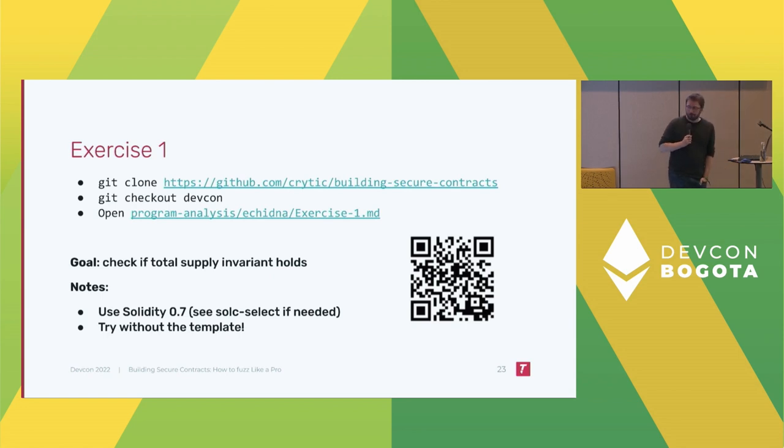Okay, so the question was, what are the benefits of using Echidna over Foundry? First, I think Echidna has more features than Foundry at the moment. They were developing Foundry for like 6 months. We have been using Echidna for like 4 years. We support any compilation framework.